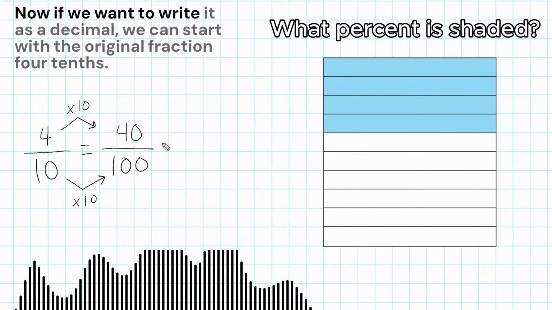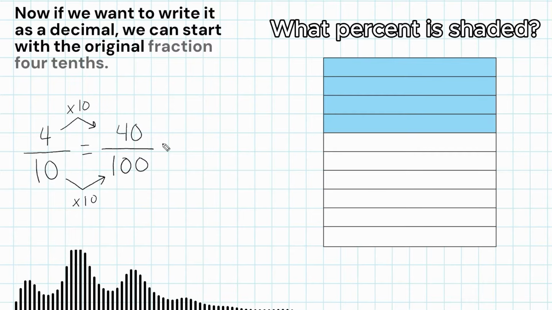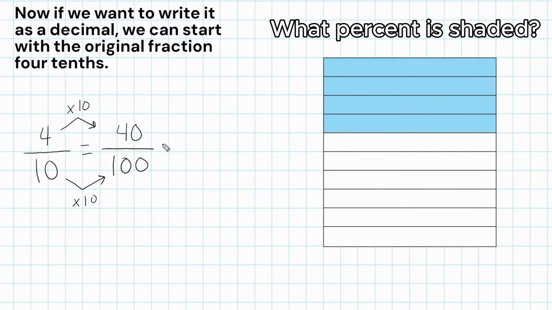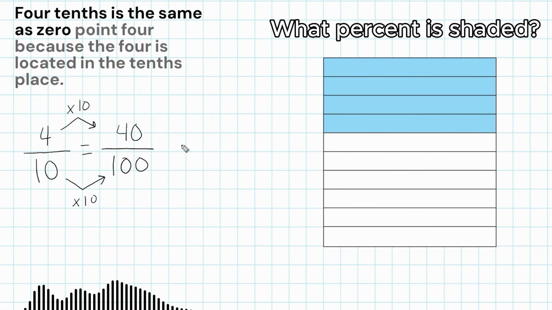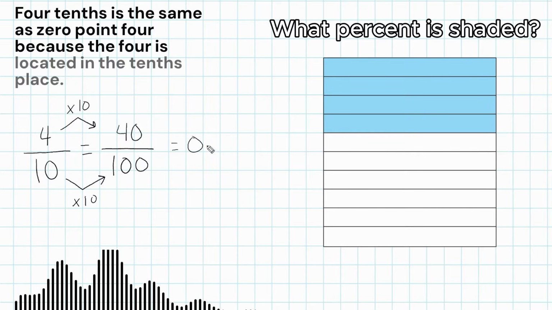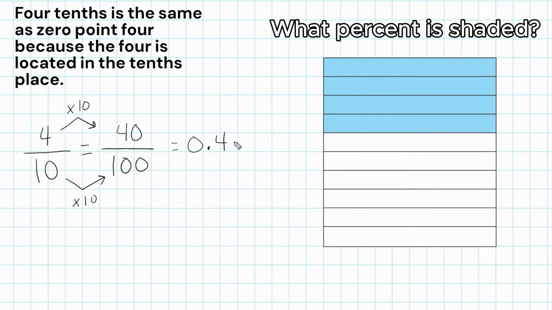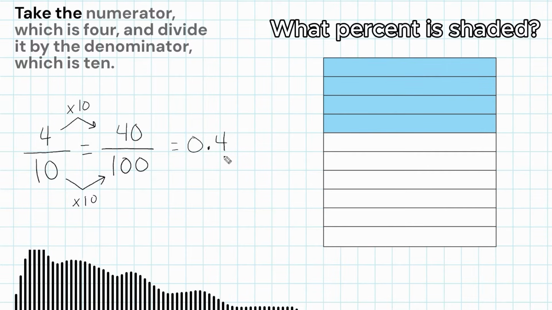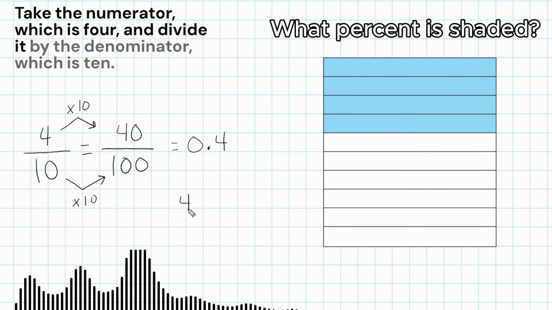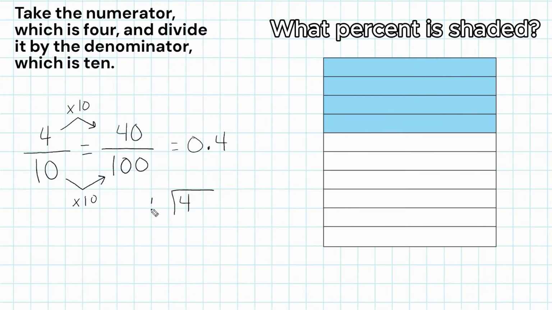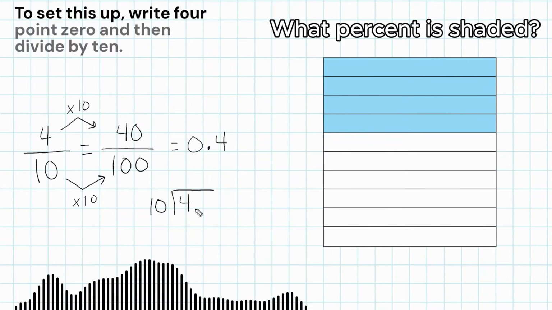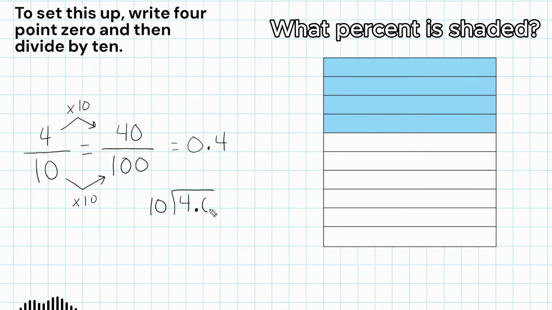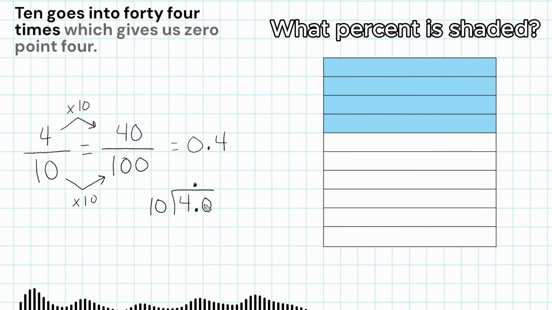Now, if we want to write it as a decimal, we can start with the original fraction, 4 tenths. 4 tenths is the same as 0.4 because the 4 is located in the tenths place. If you didn't know that, you could find it through division. Take the numerator, which is 4, and divide it by the denominator, which is 10. To set this up, write 4.0 and then divide by 10. 10 goes into 4 4 times, which gives us 0.4.